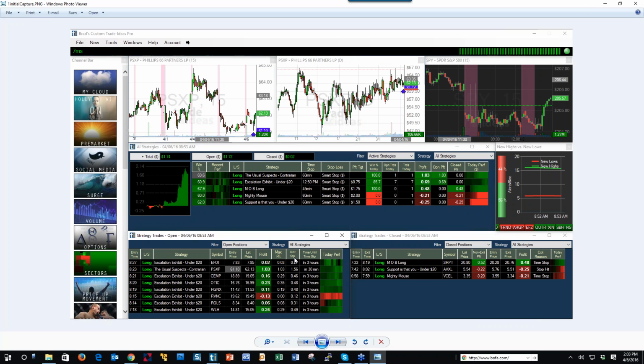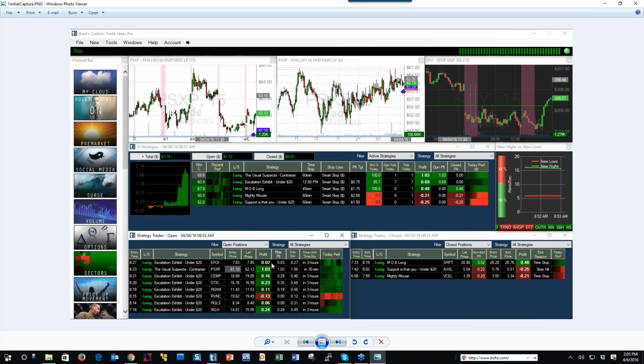And then we also have the distance to the stop, and you can see in this upper window right here, each one of these strategies is utilizing the smart stop mechanism. And utilizing that smart stop, this tells you exactly how far away from the stop each one of these positions is, and this obviously updates in real time as well. So that's like the initial snapshot of what's happening.